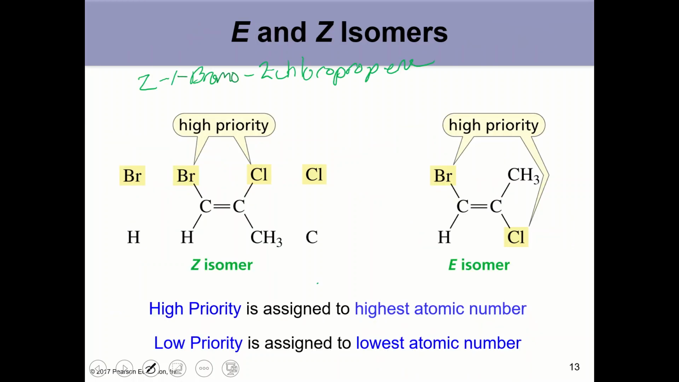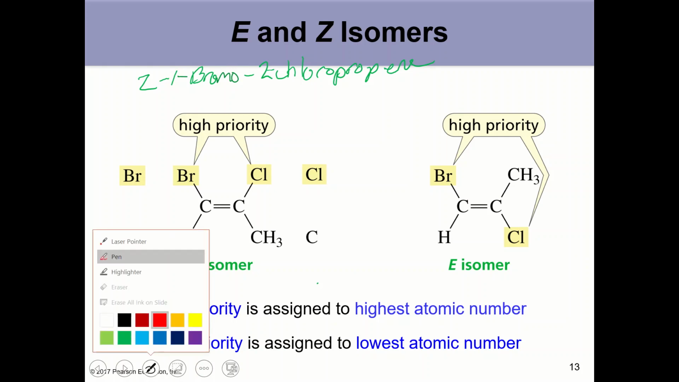Well, let's look at some examples. Okay, so here we have an E and Z isomer of the molecule that we're showing has three different groups: bromine, chlorine, and methyl. So we do not have cis-trans that we can name with this. For each vinyl carbon, we need to assign a high priority group and a low priority group. The highest atomic number connected to the vinyl carbon will be the high priority group, and the lowest atomic number connected to the vinyl carbon will be the low priority group.